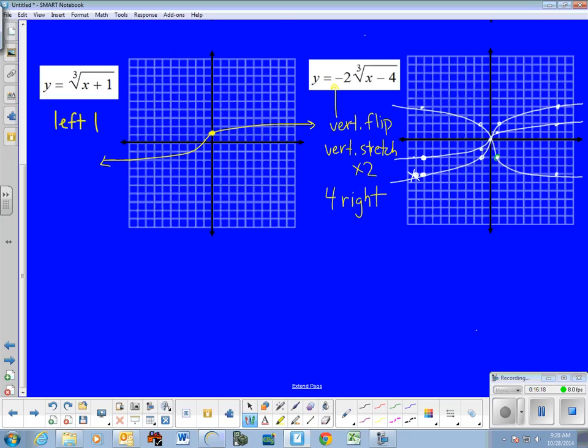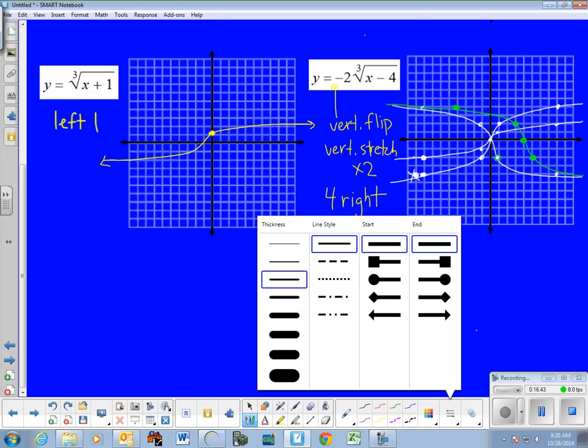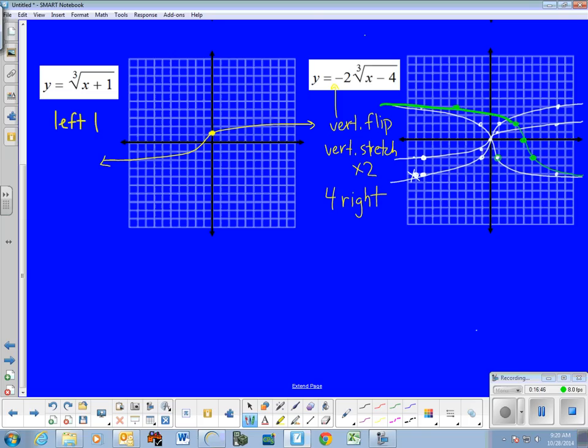So this point right here, 1, 2, 3, 4, over to 5. This one was at 0, now it's at 4. This one was at negative 1, now it's at 3. Negative 8, 1, 2, 3, 4. My point over on the right is actually off the graph now. Here we go. So that green one is my final answer. And we did that one according to the translations, not point plotting.